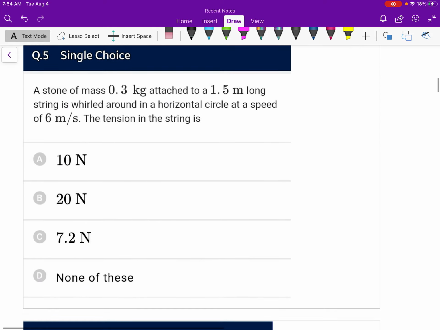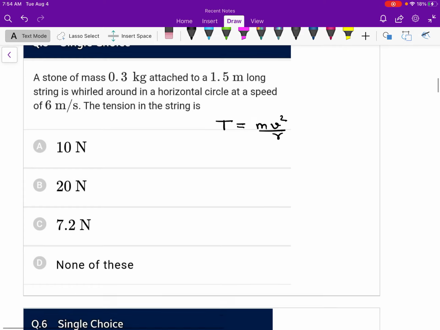Straightforward question. Stone of mass m attached to a string is whirled around in a horizontal circle. The tension the string. So tension provides the required centripetal force. So T is mv square by r. We know m, v and r, easy calculations, can calculate it.